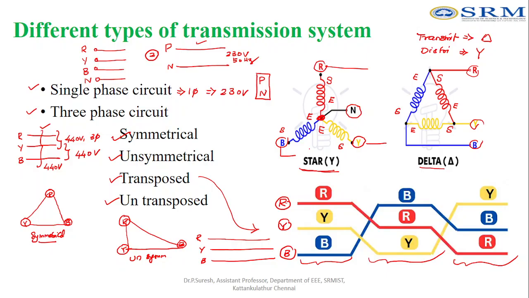Using this, we can transport the power. Among all these three-phase circuits, symmetrical, unsymmetrical, transposed, untransposed, we can also transmit the power using DC transmission. So DC transmission is also available. For a DC transmission system, we require only two conductors, a positive conductor and a negative conductor. So only two conductors are required. Using an AC transmission system we can transport power, and using a DC transmission system we can transport power. These are different types of transmission systems available.